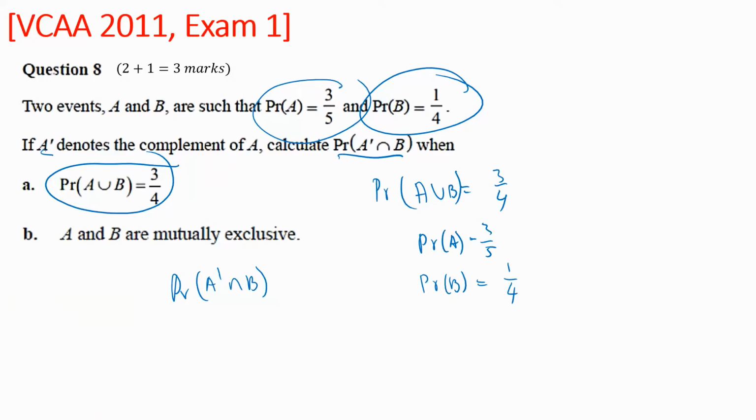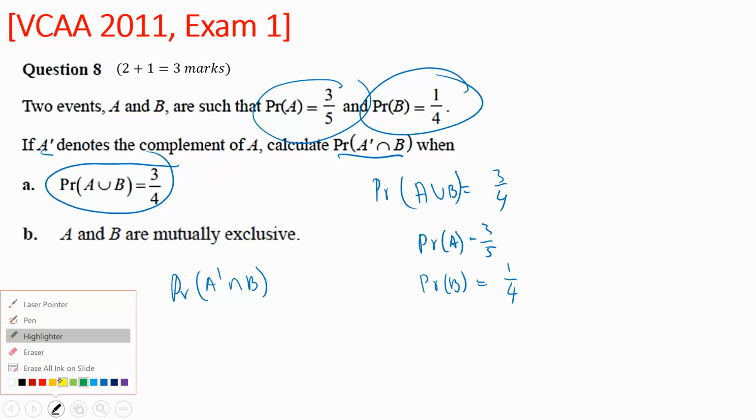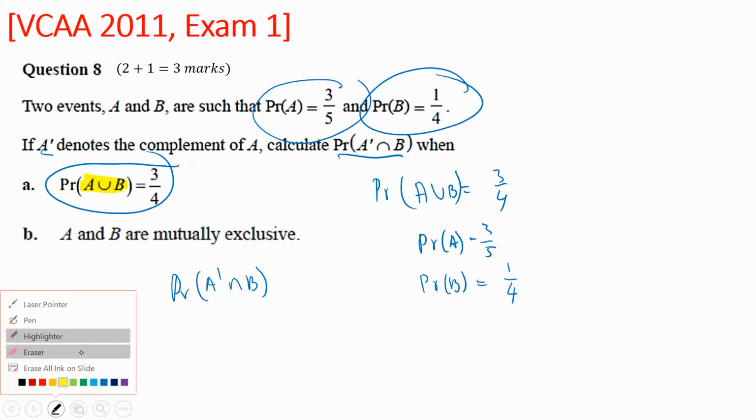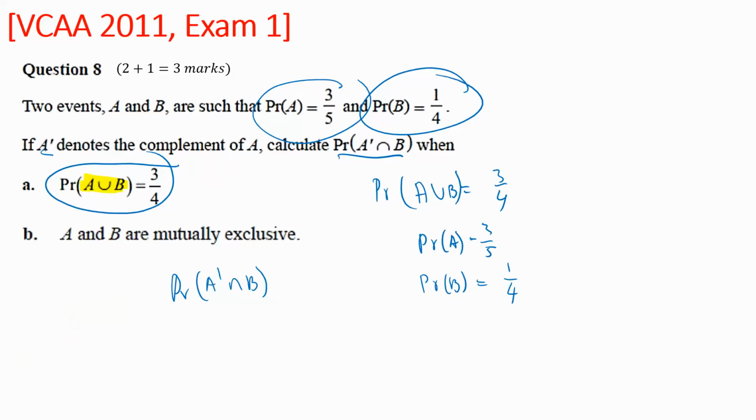What rule should I use? Maybe that's the first step. What rule should I use? Addition rule. Why can't I use the addition rule immediately right now? Well, I'm trying to find the intersect.